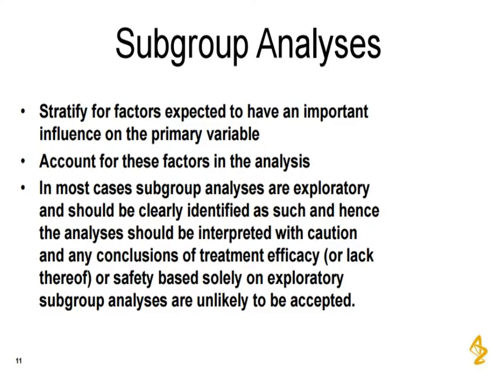Subgroup analyses. So the document does go into some details about subgroup analyses, and talks about stratifying for factors that are expected to have an important influence on the primary variable. So you should account for those factors in the analysis if you stratify the randomization, for example. However, as part of a submission to a regulatory agency, you will also have to do lots of other subgroup analyses. You'll have a big exploratory set.